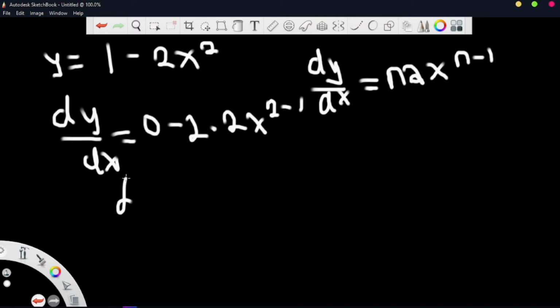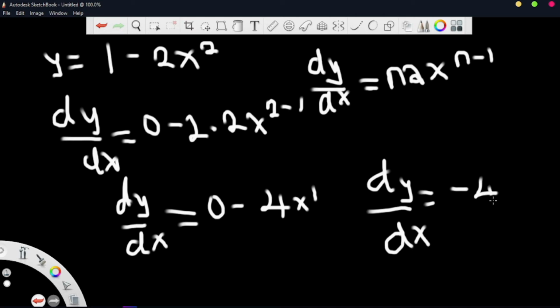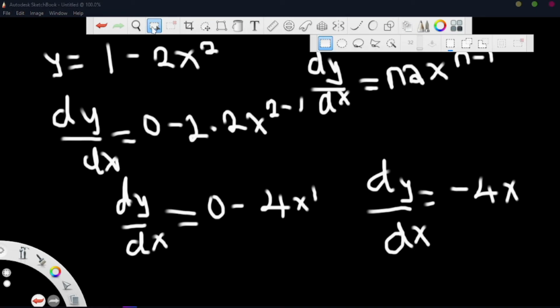So in short, I'm going to have dy dx being equal to 0, and then minus 4, and then x to the power 1. So in short, I can write that as dy dx being equal to minus 4x. So that's how we basically go about it.